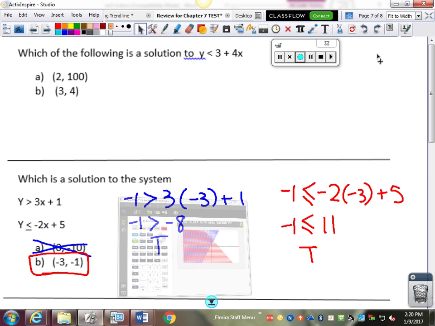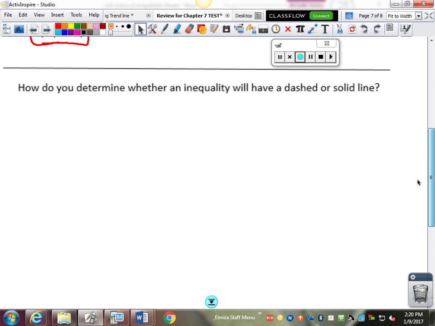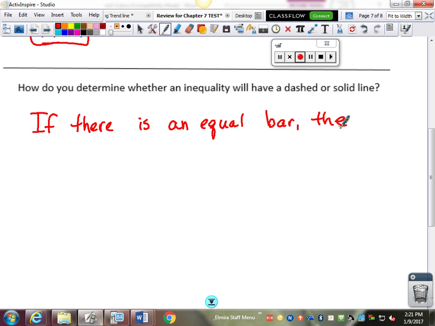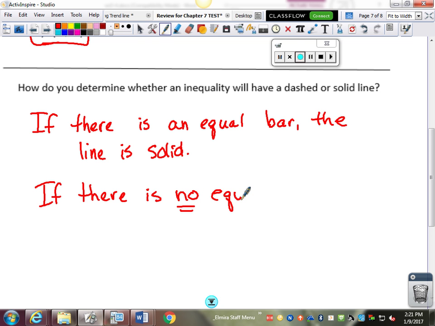Okay, last question on the test. How do you determine whether an inequality will have a dashed or solid line? Okay, this can be a pretty simple sentence. If there is an equal bar, the line is solid. If there is no equal bar, the line is dashed. Whoops, forgot the H.